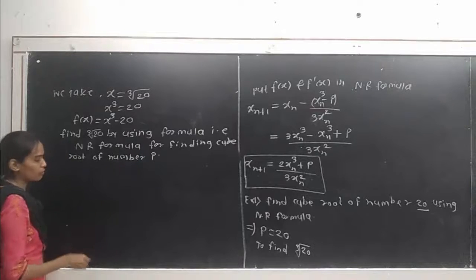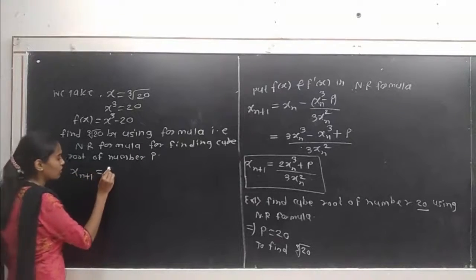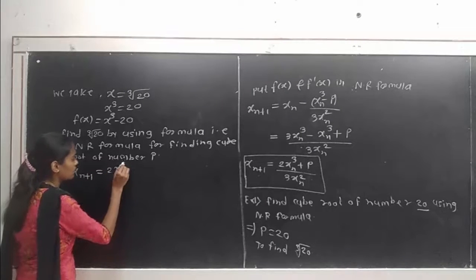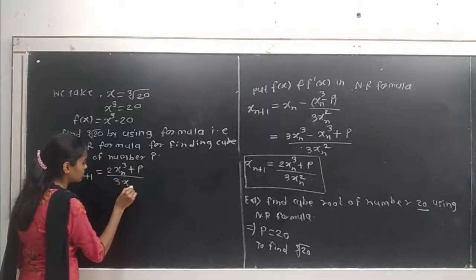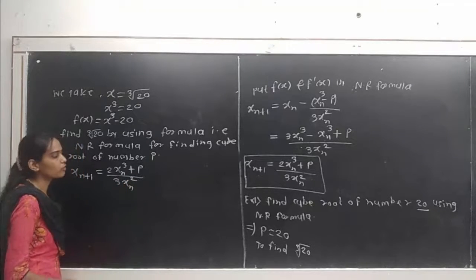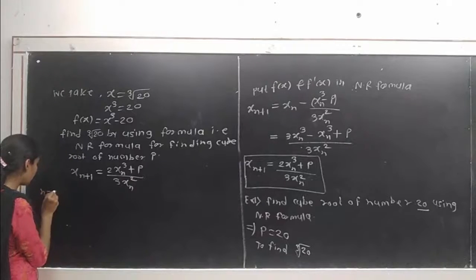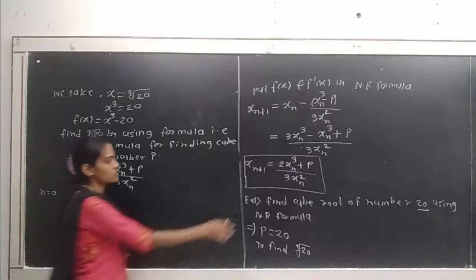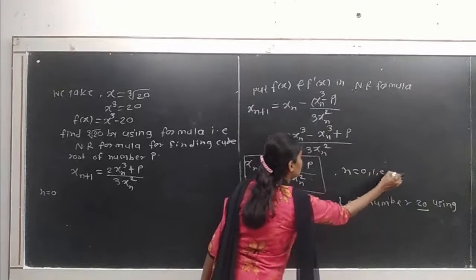We know that the formula is x_{n+1} = (2x_n³ + p) / (3x_n²). This is the formula to find the cube root of number p. If we take n equal to 0, this formula is implemented for n = 0, 1, 2, and so on.